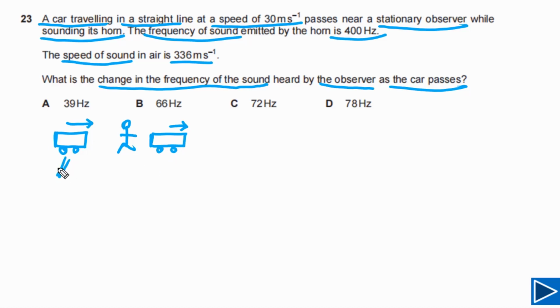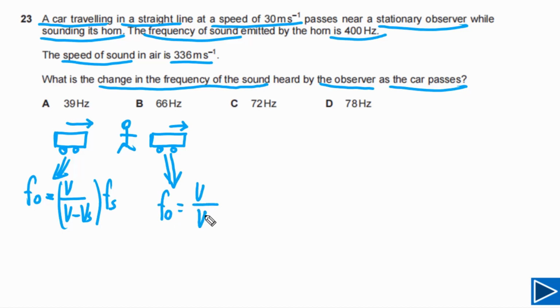So the first thing we need to understand, when the car is approaching, we can find the observed frequency by the observer. So f observed will be equal to v over (v minus vs) times the frequency of the source. And for the second case, when the source is moving away from the observer, we can also find the observed frequency. This will be equal to v over (v plus vs) times fs. But the question is asking us to calculate the change in the frequency.